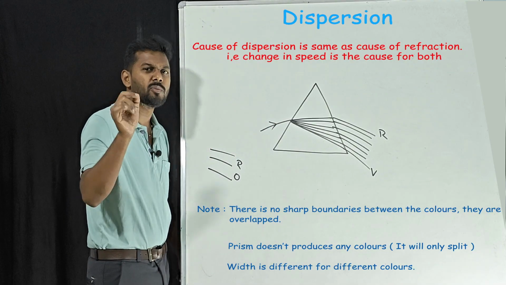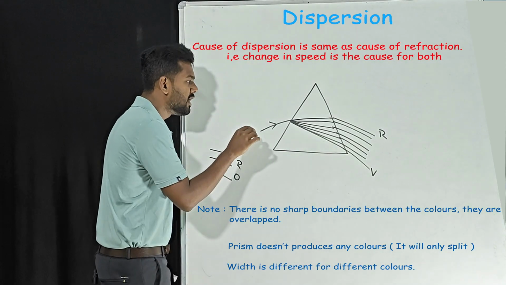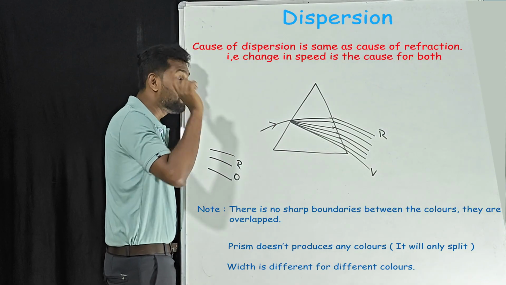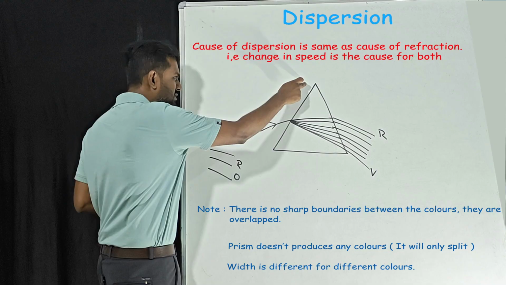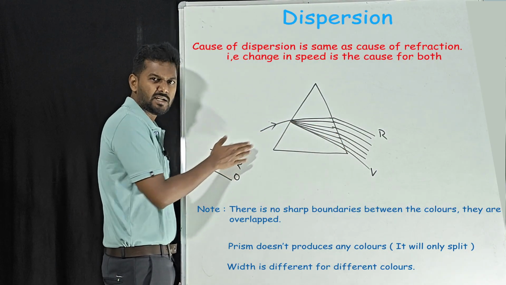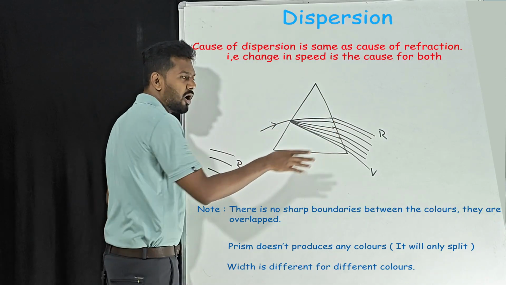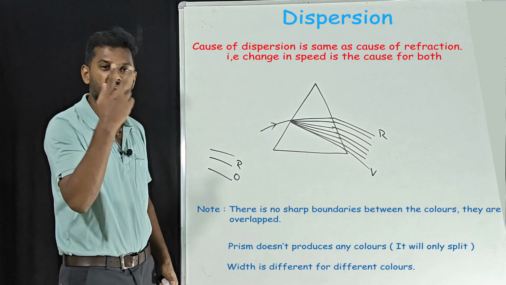See, dispersion, what do you mean by dispersion? Dispersion is splitting of light. Listen, understand carefully. Dispersion means splitting of light. Where is it happening? Assume this is the first surface and this is the second surface. Whenever the light is entering, that we consider as the first surface. When the light is emerging, that we consider as the second surface.